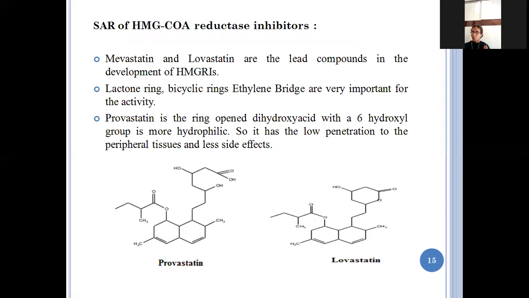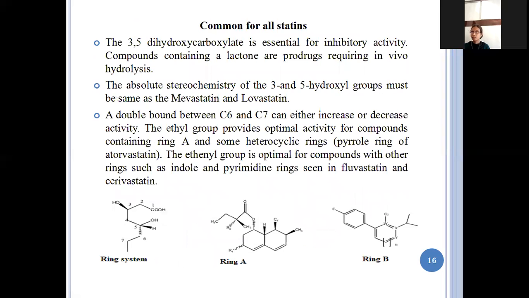So the Lovastatin is the open ring. See here, this is the open ring structure. It is an open ring dihydroxy acid. See here, two hydroxyl groups are there. So it is the open ring dihydroxy acid with a 6-hydroxyl group, and is more hydrophilic in nature. So it has low penetration to the peripheral tissues and it has fewer side effects.